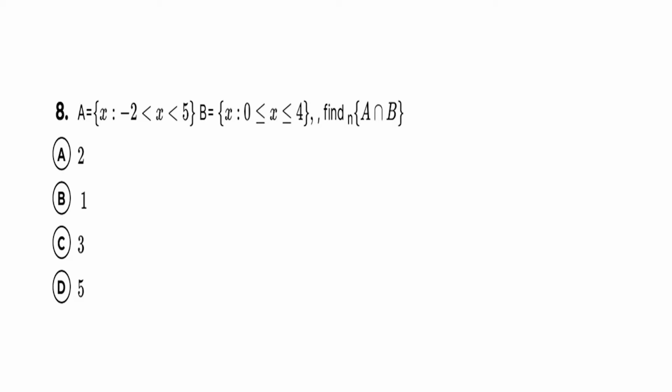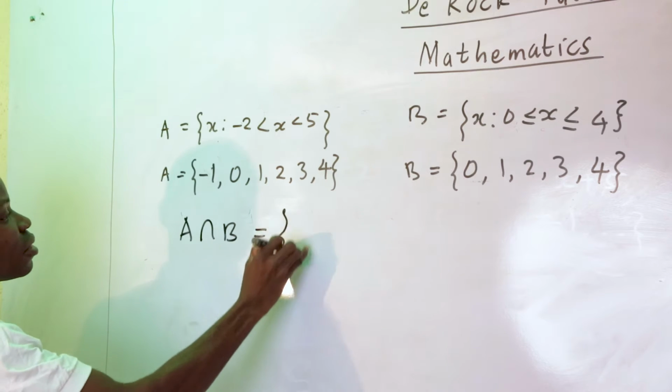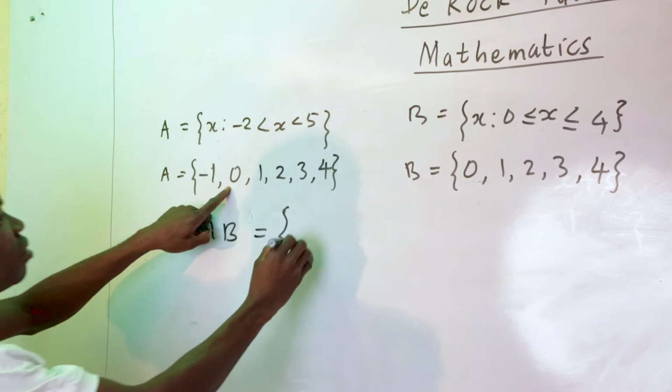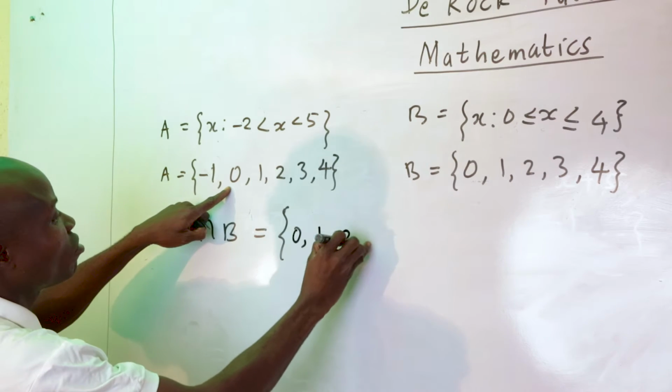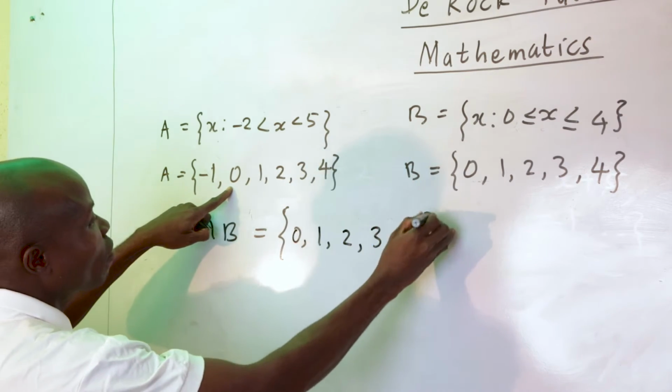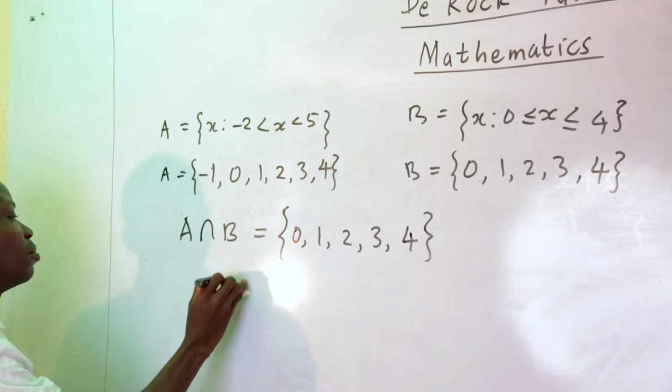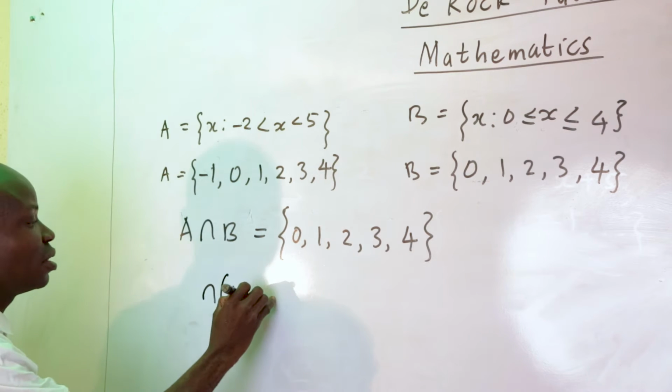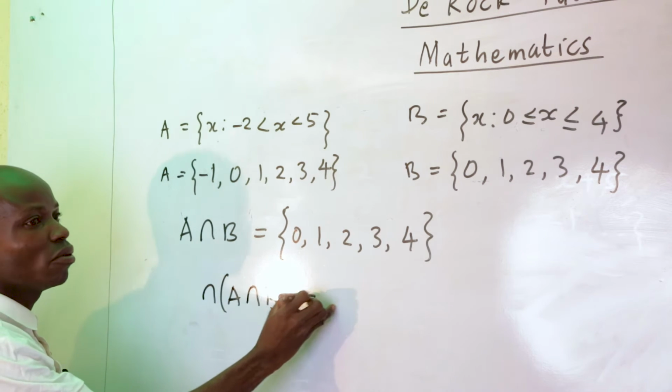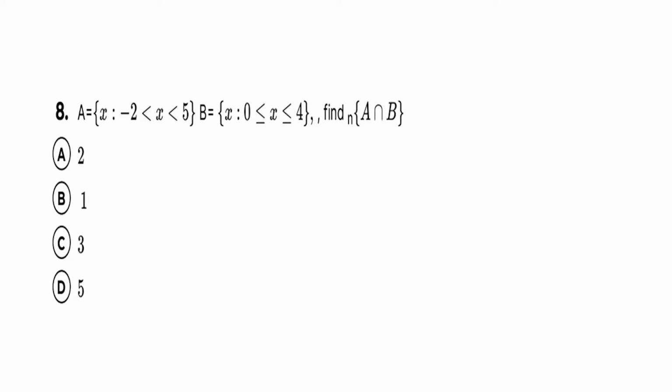We are asked to find the cardinality of A intersection B. The intersection of A and B gives us the set 0, 1, 2, 3, 4. And the cardinality, being the number of elements in the set, gives us 5. That makes the correct option in that question D, 5.